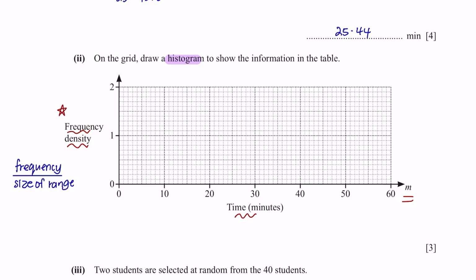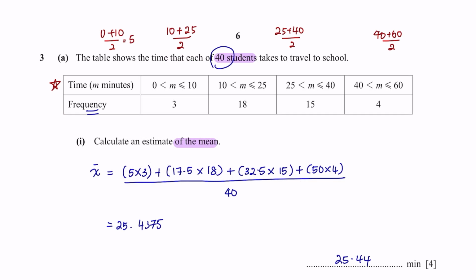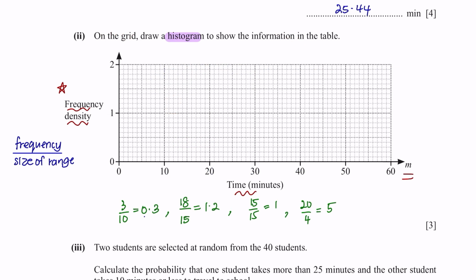And the formula for this is the frequency divided by the size of range. For the first box, the size range is the highest value take away the smallest value, which is 10 minus 0 equals 10. And for the second box, the size is 25 minus 10, which is 15, and so on. So we will take the frequency divided by the class size.